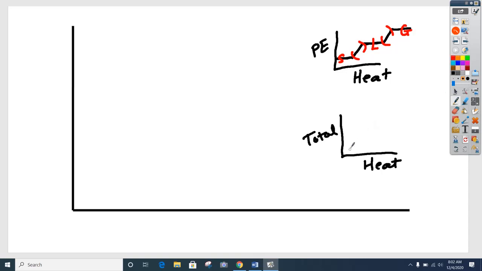Your total energy versus heat added, well, if you add up your potential and your kinetic energy, it's always increasing. So your total energy versus heat added graph would look like this.